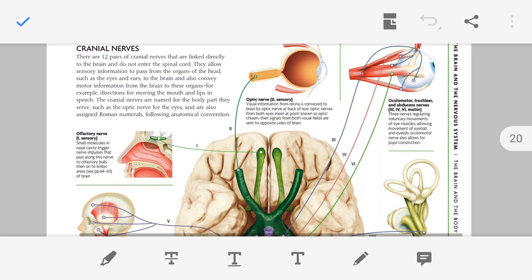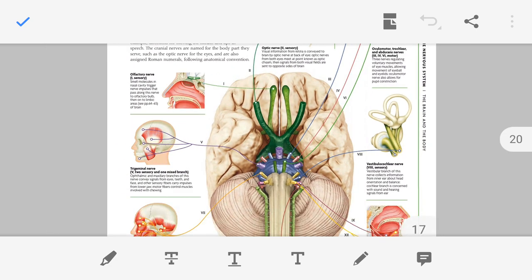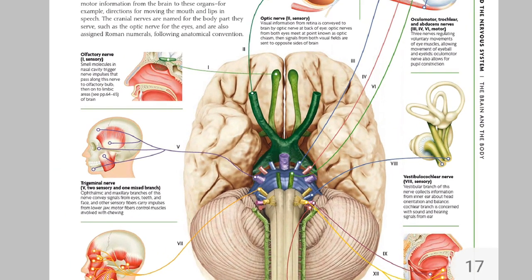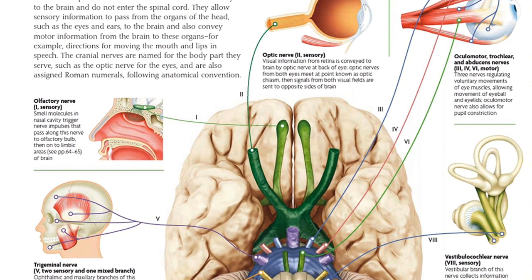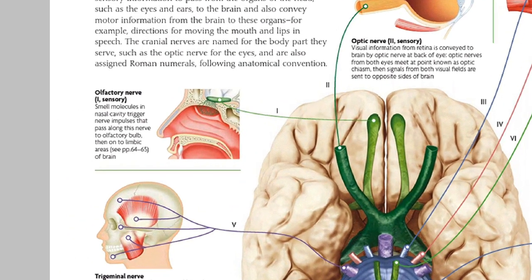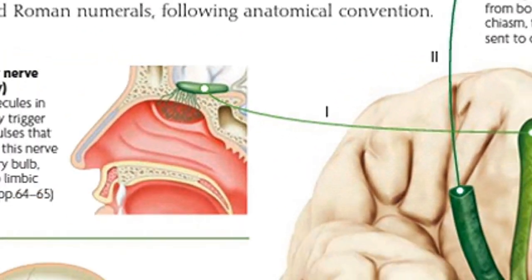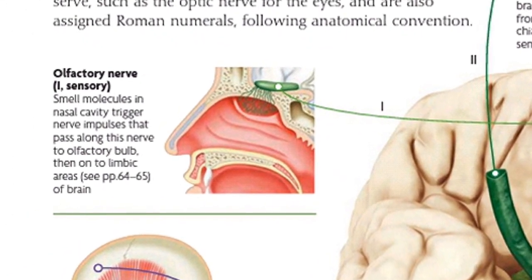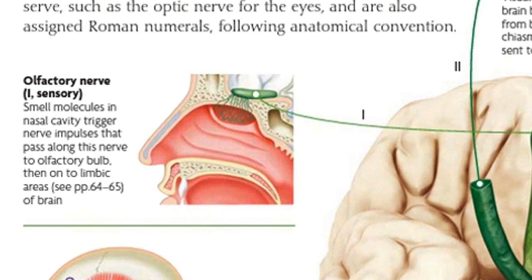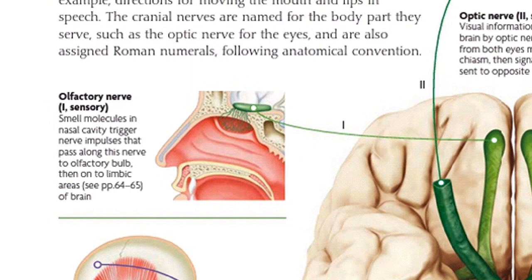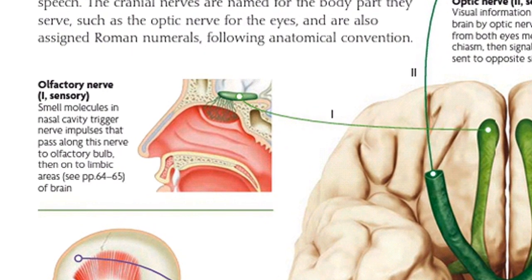So here in the figure, as you can see in the center, the brain is shown, and with Roman numerals they are showing the cranial nerves. Here, for example, 1 is written, and number 1 means this nerve is the olfactory nerve. This nerve is responsible for olfaction. Olfaction means smelling, the sense of smell.